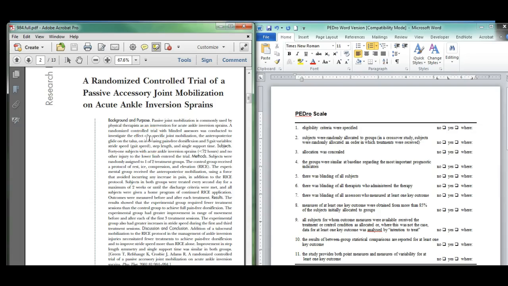Hey guys, this is Dr. Cosby. I kind of wanted to take you through a dry run of how to do the homework assignment for the Pedro scale and the five articles that you will critically appraise using the Pedro scale.